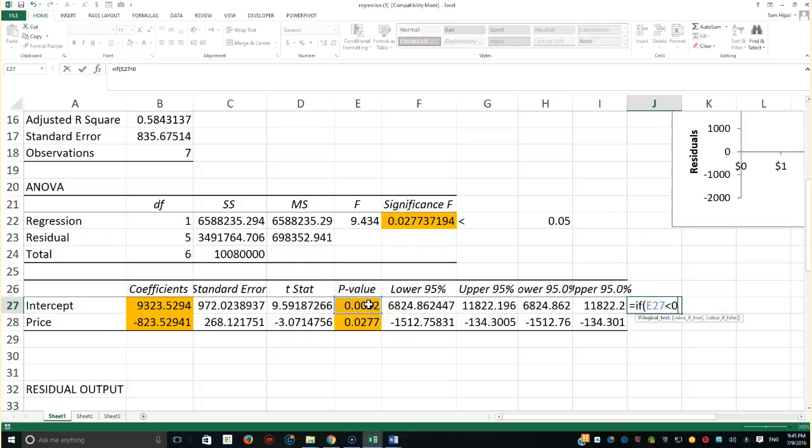If this is less than 0.5, keep it, meaning we have to keep that value. Otherwise, we're going to discard it from the equation. Of course, we're going to keep it. I could use the fill handle to make sure that both of them are going to be valid.